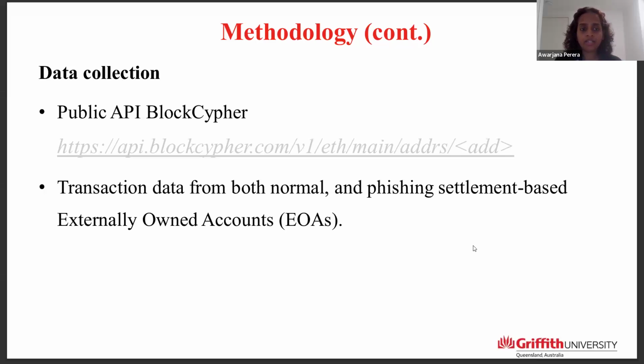Speaking about data collection, the data was collected from public blockchains using a public API called BlockCipher. The collected data included transaction data from externally owned accounts. This included both normal transactions and phishing-based transactions. These phishing-based transactions are the anomalies we were expecting to visualize.